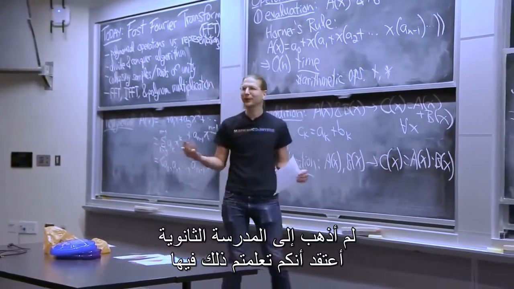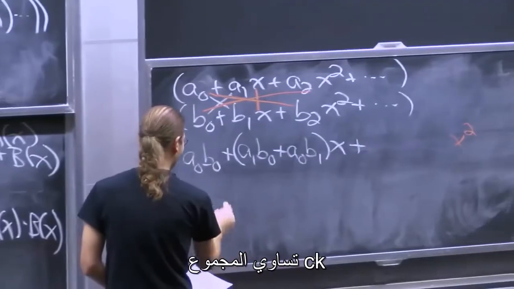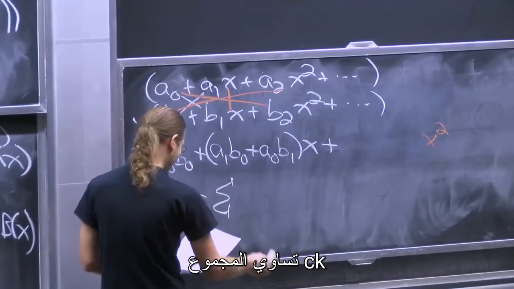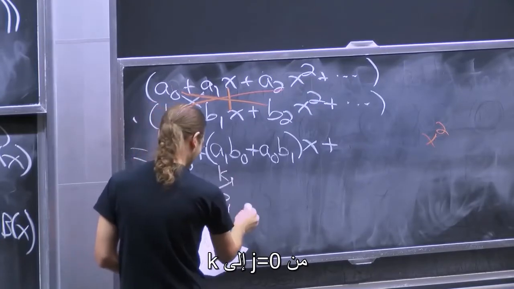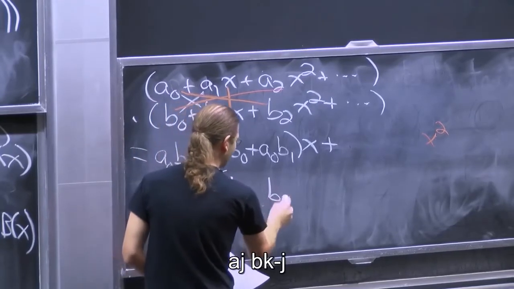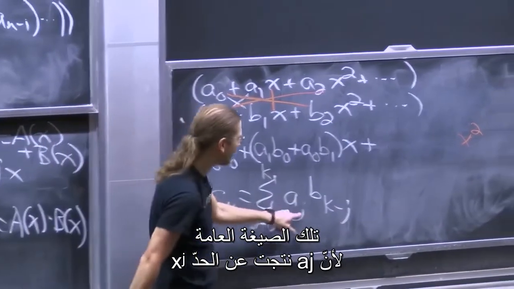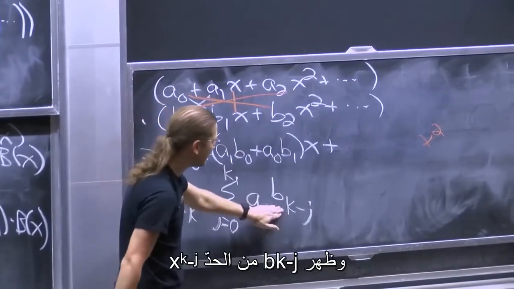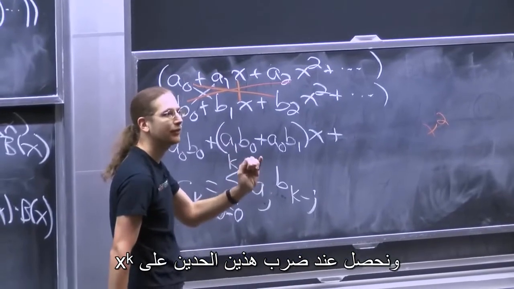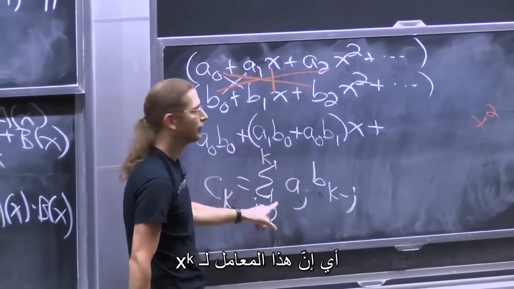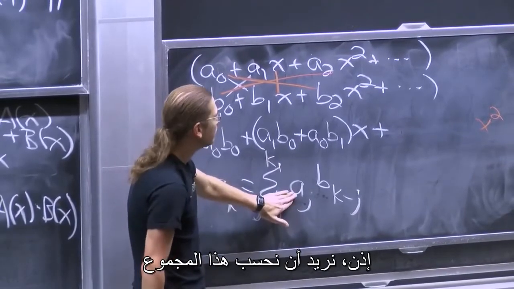I didn't go to high school, but I assume in high school algebra you learn this. ck is the sum of j equals 0 to k, aj bk minus j. That's the general form because aj came from an x to the j term, bk minus j came from an x to the k minus j term. When you multiply those together, you get x to the k. So this is the coefficient of x to the k. Cool? So that's what we'd like to compute.